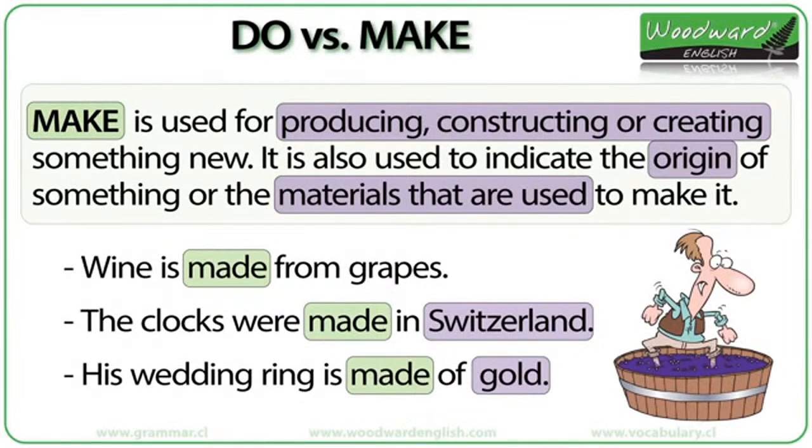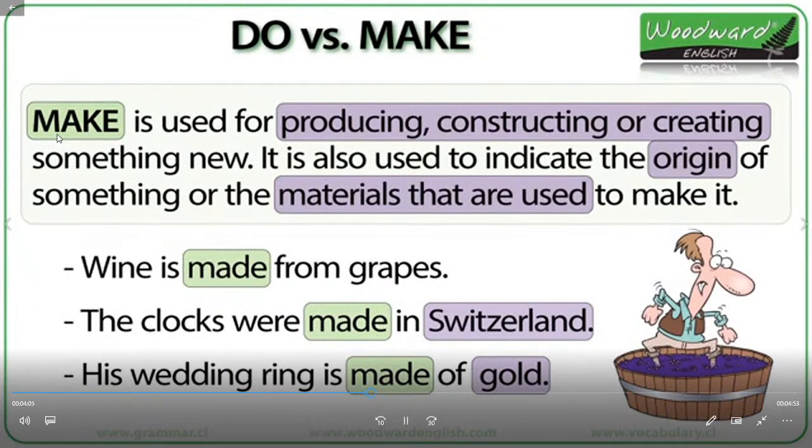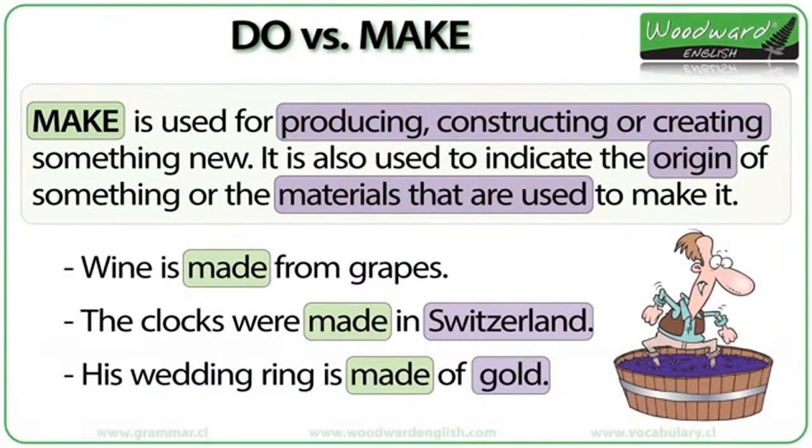The clocks were made in Switzerland. Here, we're talking about the origin of the clocks, as in the country. So we use made in this case. His wedding ring is made of gold. The material used to create the ring is gold. It was constructed or created out of gold.